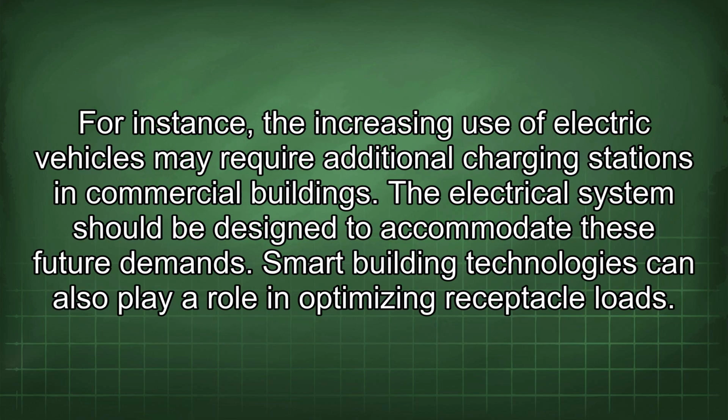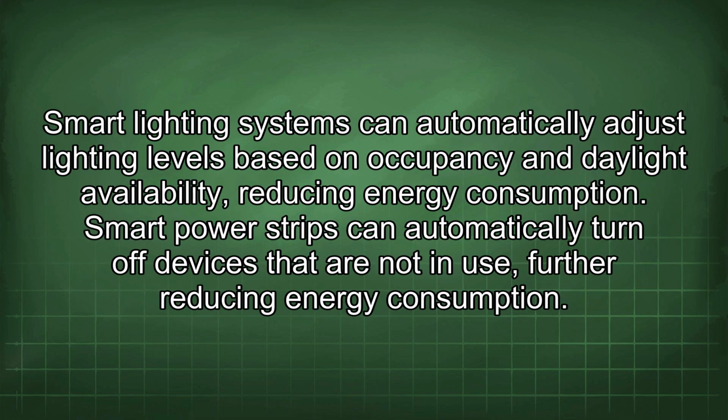loads. For instance, the increasing use of electric vehicles may require additional charging stations in commercial buildings. The electrical system should be designed to accommodate these future demands. Smart building technologies can also play a role in optimizing receptacle loads. Smart lighting systems can automatically adjust lighting levels based on occupancy and daylight availability, reducing energy consumption.